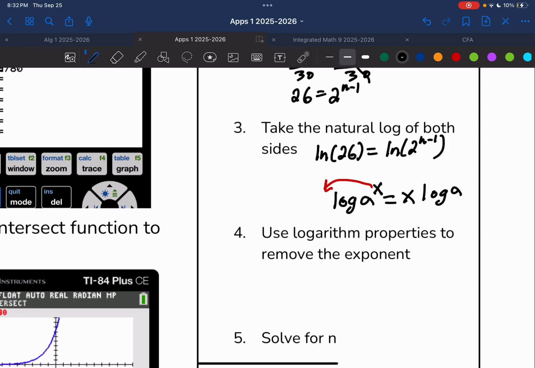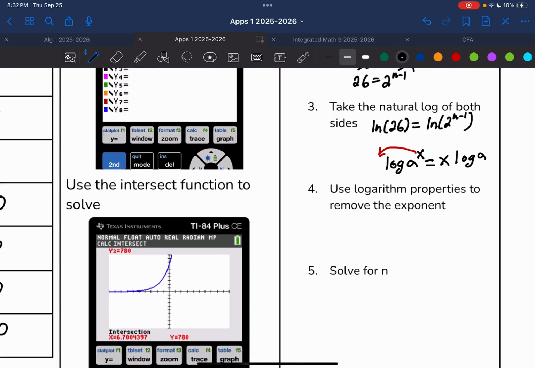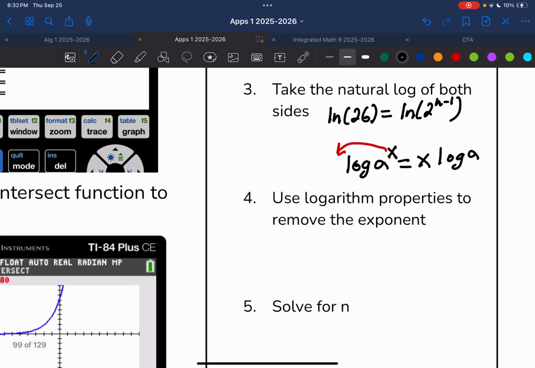We'll be covering it more in depth later in the course, so if that doesn't make sense to you right now, don't sweat it. We'll spend more time with it later. But what that lets us do is take n minus 1 out of the exponent and put it out in front. So that will give us ln 26 is equal to n minus 1 times ln 2.